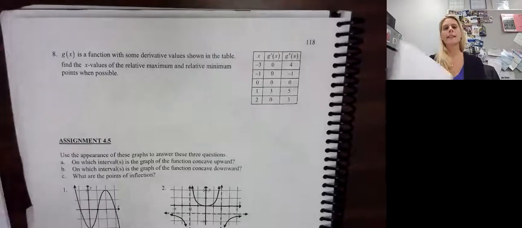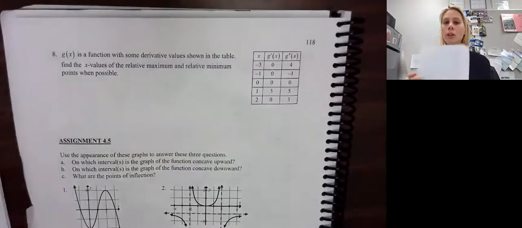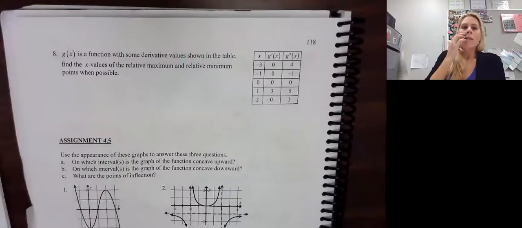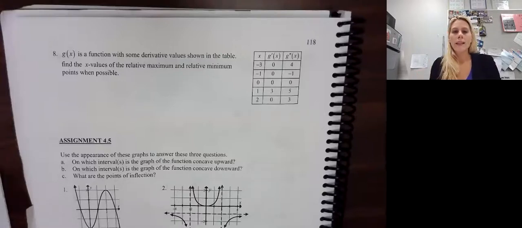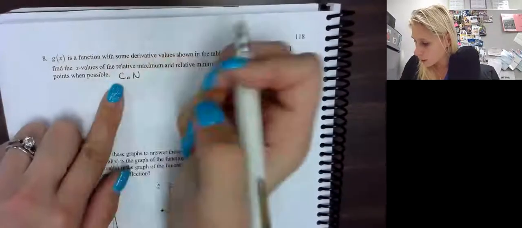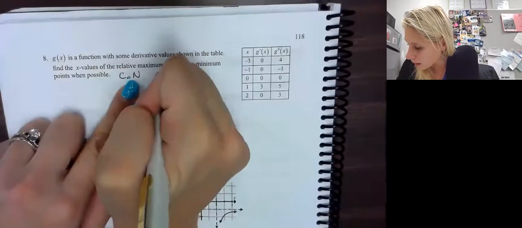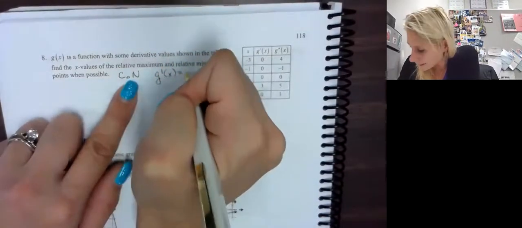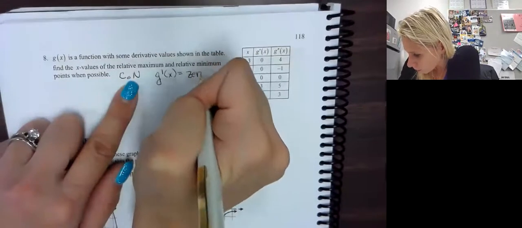Okay, g of x is a function with some derivative value shown in the table. So this is one where we don't have the function. All we have are these coordinates. Find the x values of the relative max and the relative min points when possible. Okay, so remember the first thing we did was we found the critical numbers. And the critical numbers are when our first derivative equals 0 or undefined.